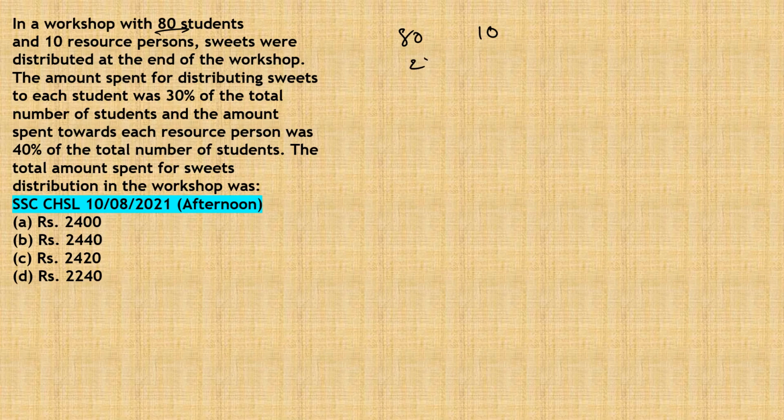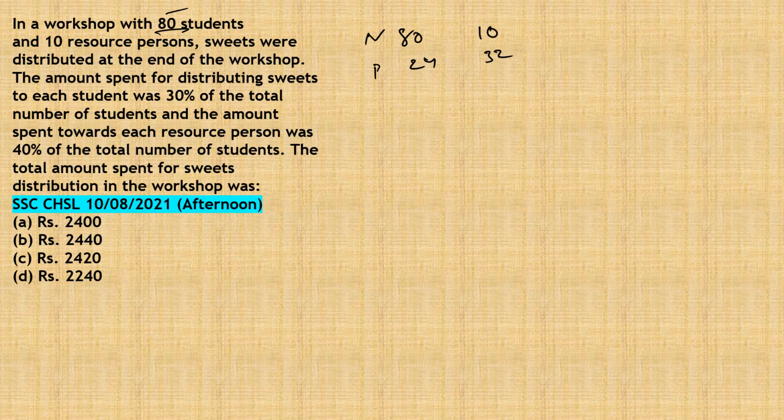The total number of students is this, and the sweets spent per student and per resource person. The amount spent towards each resource person was 40% of the number of students. 40% of 80, 8 fours are 32. Okay, now the total amount spent for sweets distribution in the workshop is what we need to find.